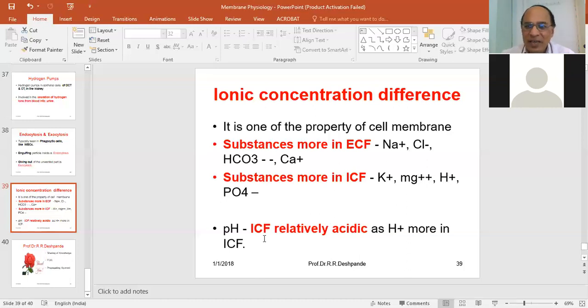The pH of the ICF, intracellular fluid, is relatively acidic. Try to understand. Intracellular fluid is required for metabolic processes. It is acidic because H plus, hydrogen ions, are more in the intracellular fluid.